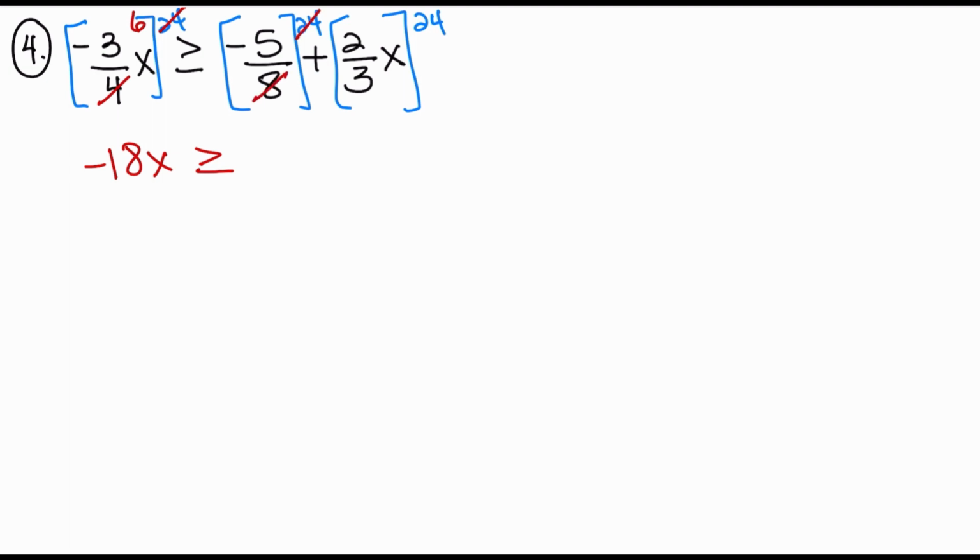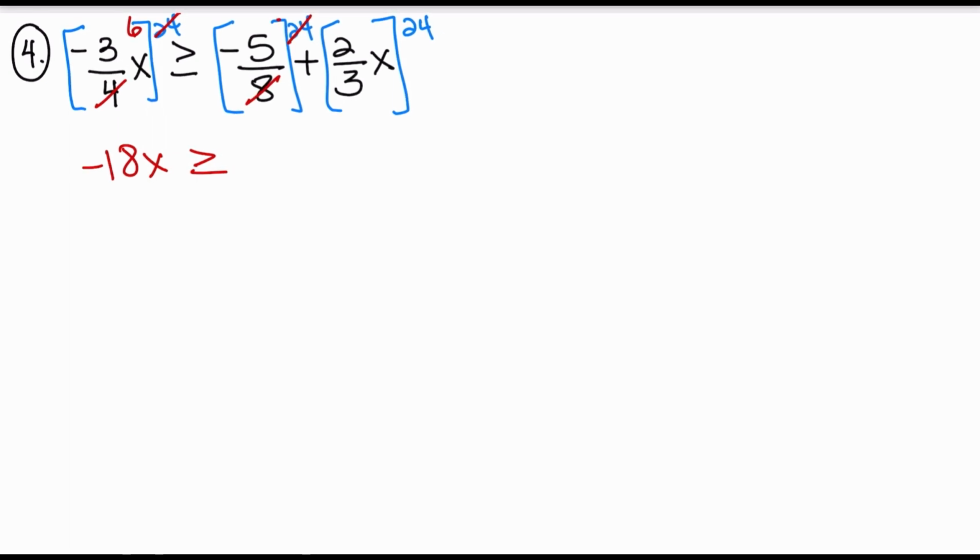8 goes into 24 3 times. So here, I have negative 5 times 3 is negative 15. Plus, then 3 goes into 24 8 times. So 8 times 2 is 16x. So this is actually the new problem that I have to work with.